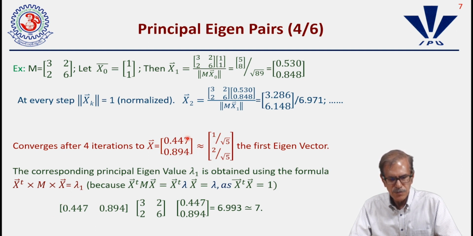So for the eigenvector (0.447, 0.894), we find the eigenvalue, which is actually a little approximation. We get the eigenvalue of 6.993, which is very near to the actual value 7.